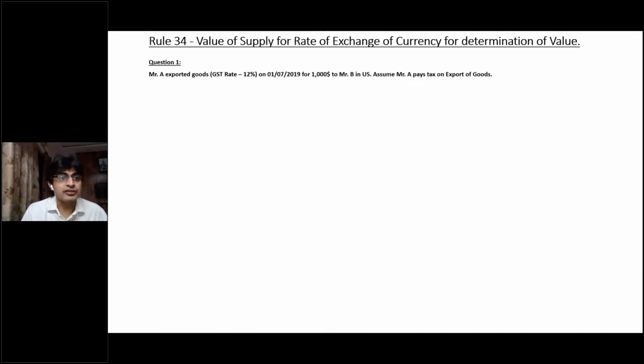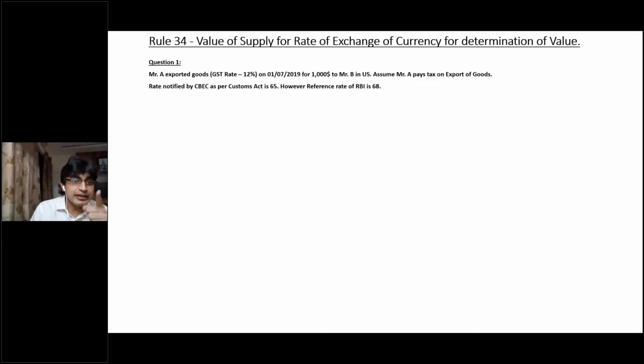Clear? Chalo, awesome. Mr. A exported goods. GST rate is how much? 12% on 1st July 19 for $1,000 to Mr. B in US. Assume Mr. A paid tax on import of goods or export of goods. अब CBEC customs rate कितना है? 65. But RBI rate is how much? 68. What shall be the GST liability?